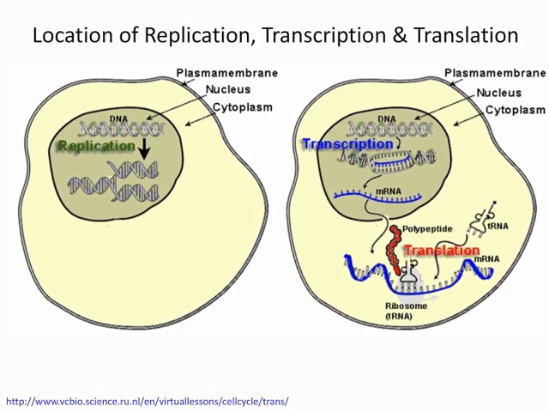So DNA replication occurs in the nucleus. Transcription also occurs in the nucleus, but translation occurs in the cytoplasm. So know that key difference.